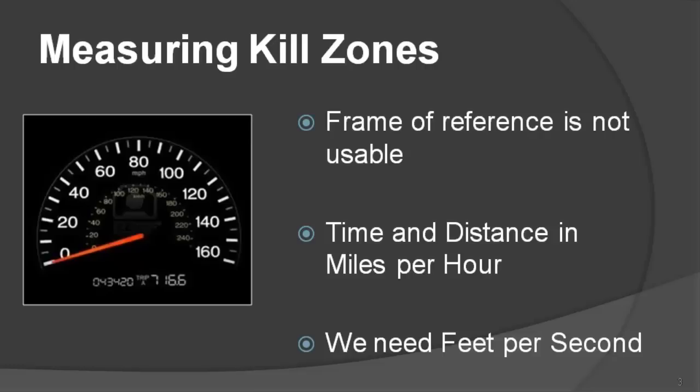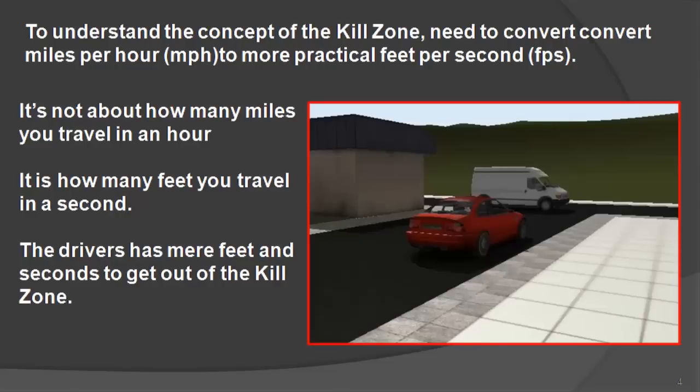We need to be able to convert miles per hour to feet per second. As I mentioned, we need to understand the concept of the kill zone, and to do that better, we must convert the standard unit of measurement, miles per hour, to a more practical feet per second. It's not about how many miles you travel in an hour, but rather how many feet you travel in a second.